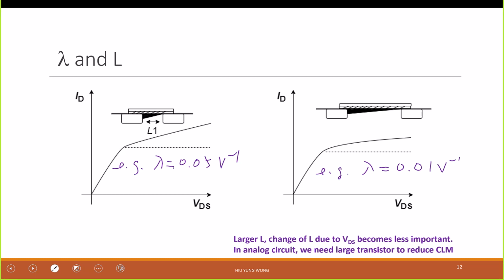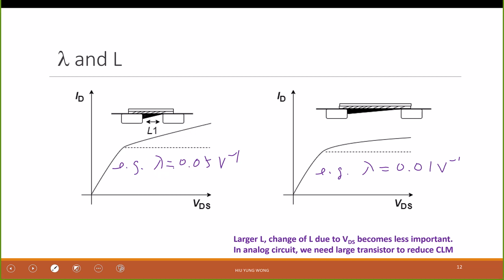But if my transistor is 1 cm, you change by 1 millimeter, that is a big change, 10% of my original length, right? So you will feel a very big change in the current. So it has a strong channel length modulation.